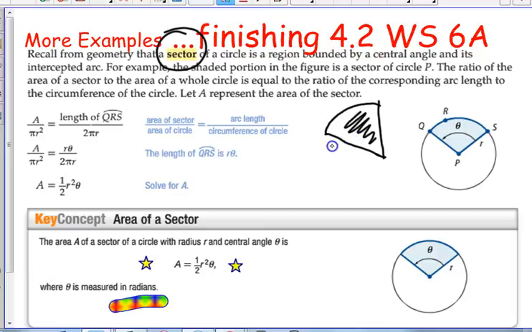The area of a sector, the formula we're going to use is 1/2 r squared theta. Is that at the top of your blue sheet? Can you look? What else does it say at the top of the blue sheet?